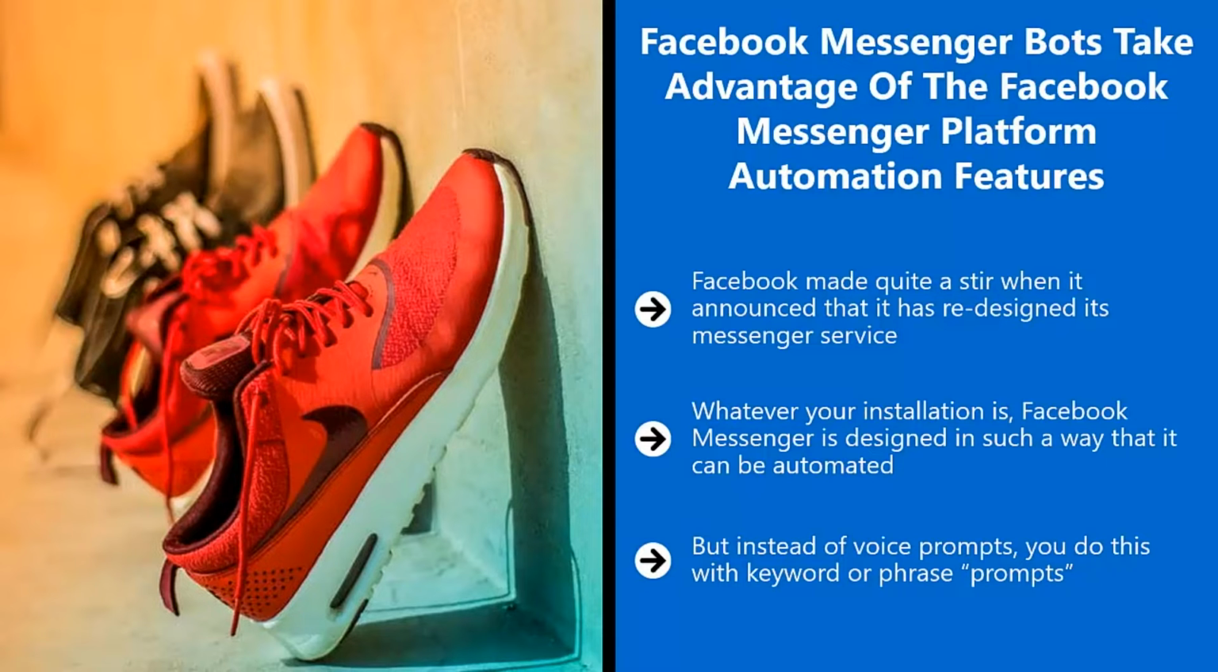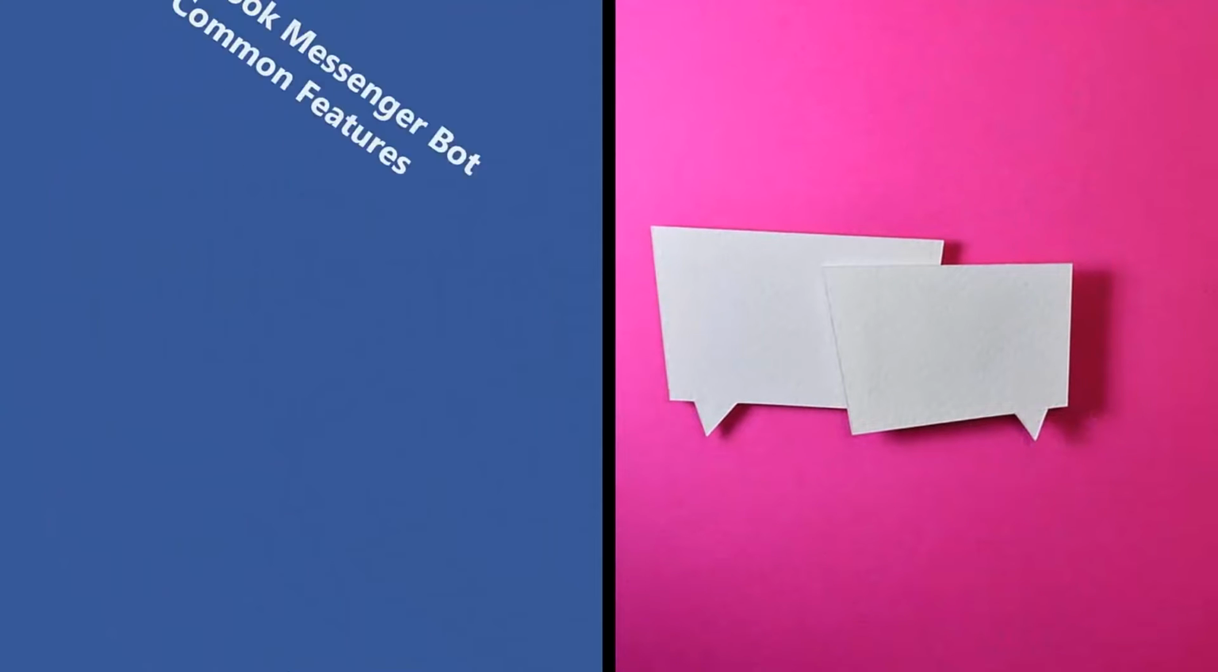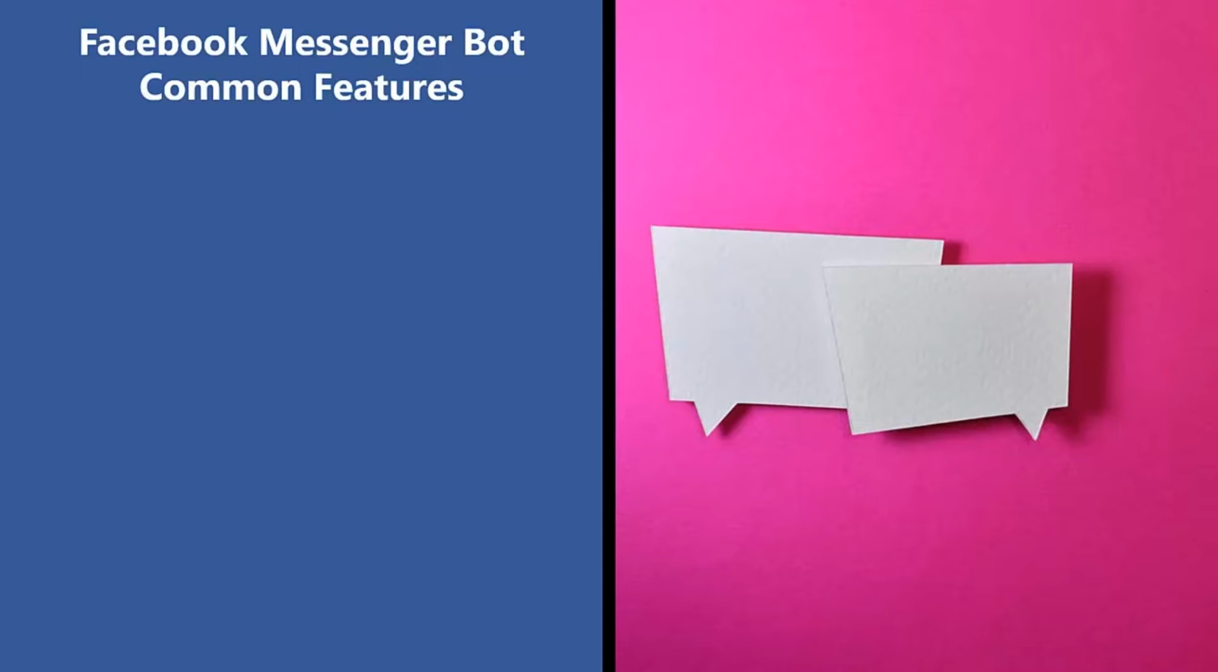For example, if you run an online shoe store and people are interested in Nike Air shoes with certain attributes, they can type in the brand name and the model or any other identifying information, and then you can set up a Facebook Messenger bot to give your prospective customer key information like availability, price, and variations that may be in stock. Facebook Messenger bot common features.